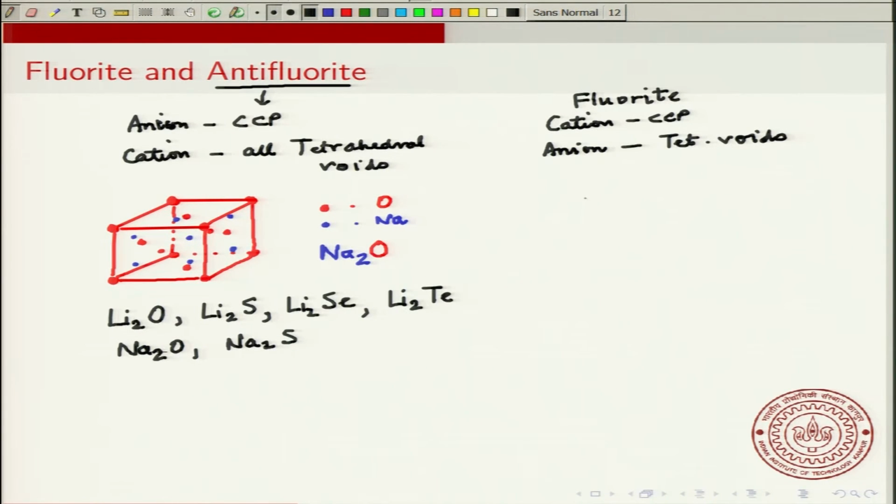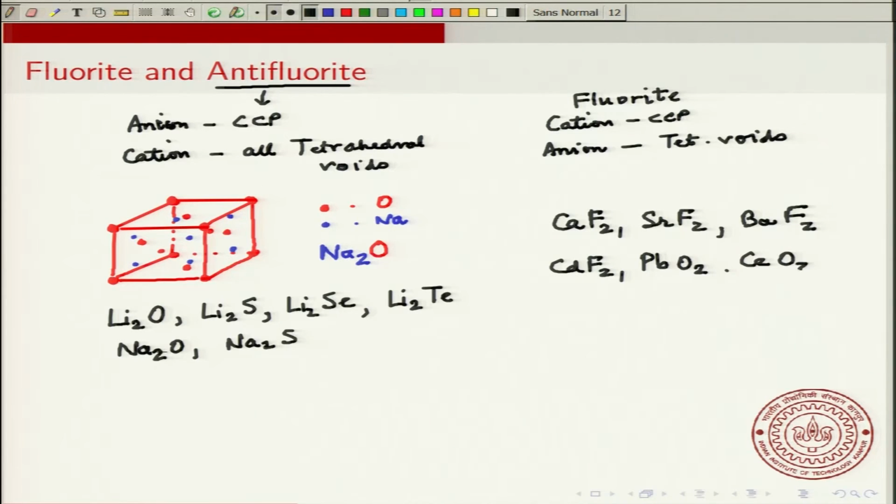The fluoride structure. Okay, so examples of fluoride are calcium fluoride, SrF2, barium fluoride, calcium, strontium, barium, okay, then cadmium fluoride, lead oxide, cerium oxide, etc., uranium oxide. Okay, so these are some of the fluoride structures that are found. Okay, and again, the nice thing is you can understand both fluoride and antifluoride just in the same way.